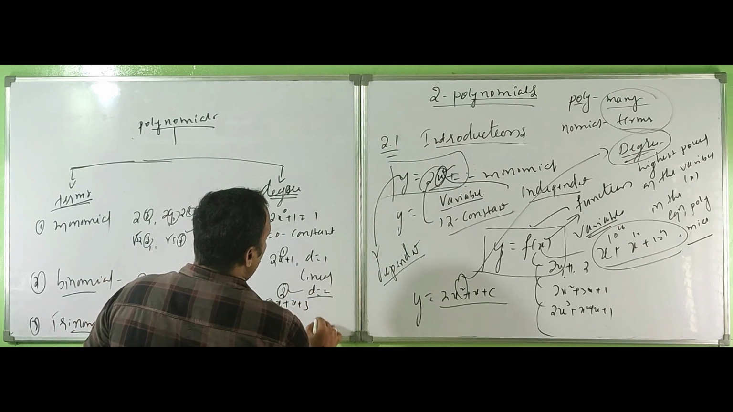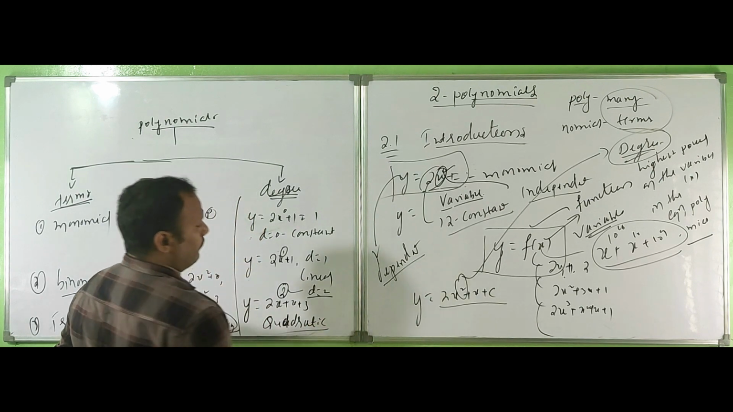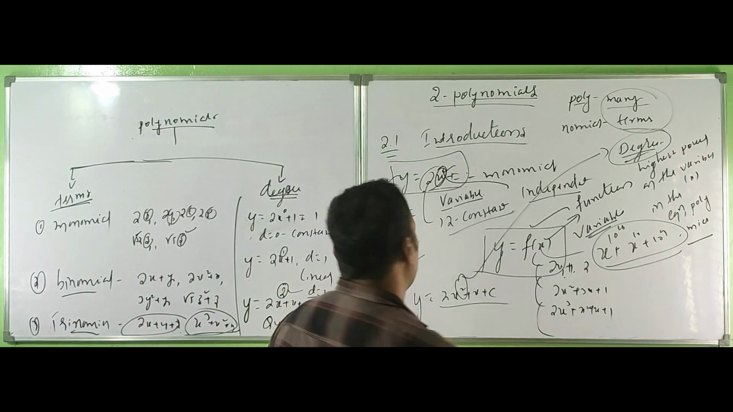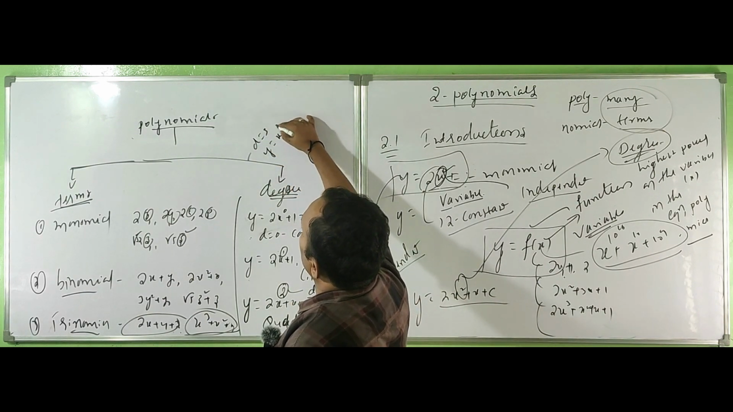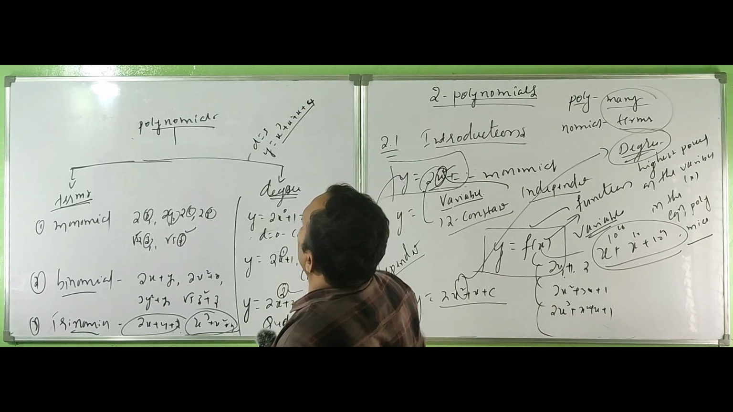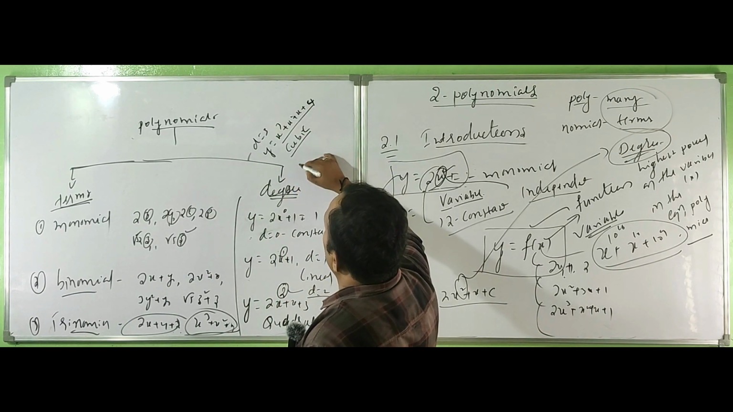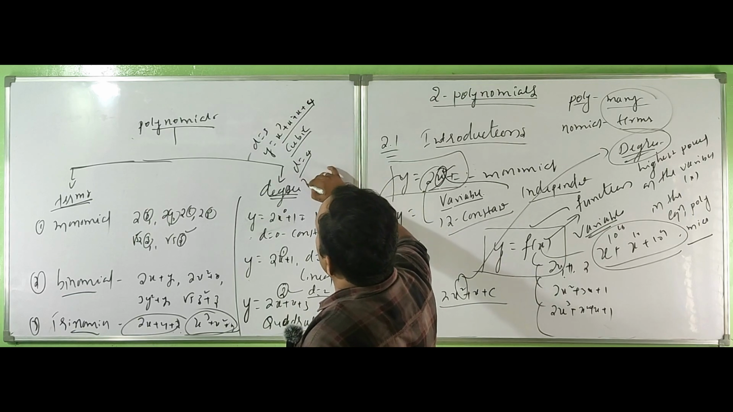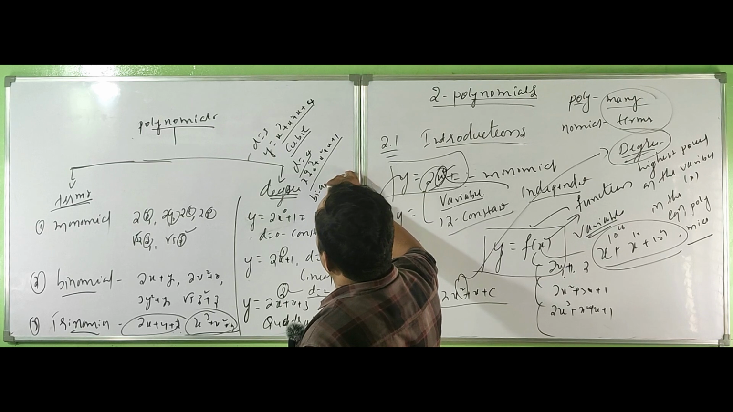degree 2 is called quadratic, Q-U-A-D-R-A-T-I-C, a quadratic equation or quadratic polynomial. If degree is 3, y is equal to x cube plus x square plus x plus c, whatever it may be, it is called a cubic polynomial. If degree is 4, meaning x to the power 4 plus x cube plus x square plus x plus 1, it is called biquadratic.